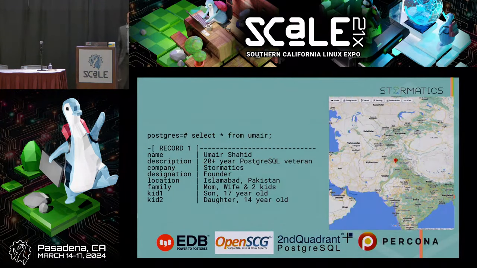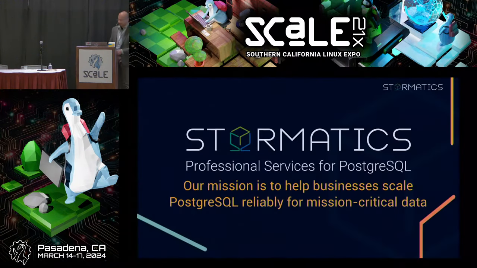My name is Umair Shahid, and if you do a select star from me, this is what you get. I have flown in from Islamabad, Pakistan to give this talk and do a few other things in the region. And I've been working in the Postgres space for more than 20 years, started off in 2003, and have spent time with major Postgres providers. Started off at EDB, went on to OpenSCG and Second Quadrant. Second Quadrant got bought out by EDB, so right back to square one, and then onwards to Percona. And now I'm running a professional services organization focused on Postgres by the name of Stromatics, with the mission to help businesses scale Postgres reliably for mission-critical data.